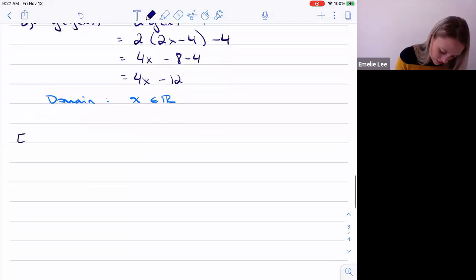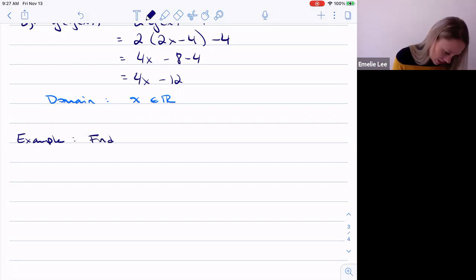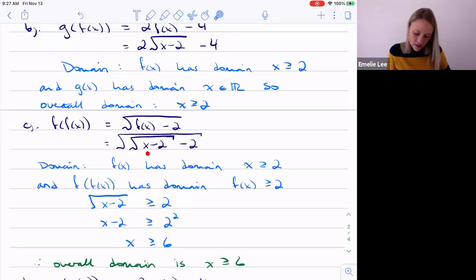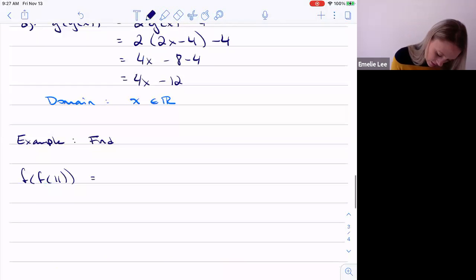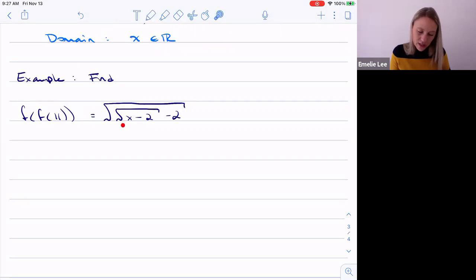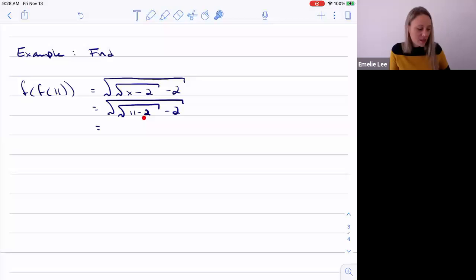Working with these a little bit, we can evaluate these functions, because now we've created new functions that we can find the outputs of. So if I ask you to find f of f of 11, well, f of f of x is the root of x minus 2 and then minus 2. So if we plug in x equals 11 here, we get the root of 11 minus 2, minus 2, putting me at the root of 11 minus 2.